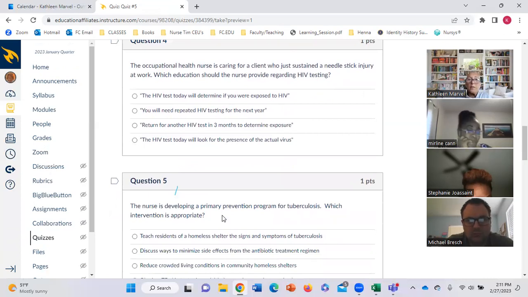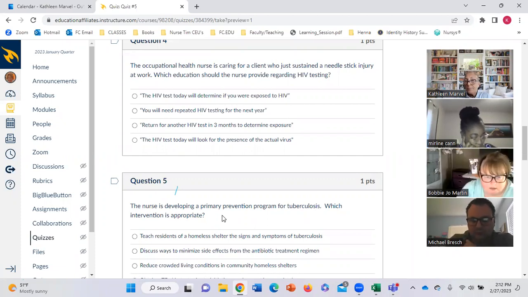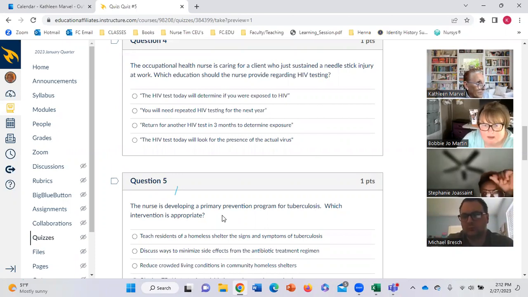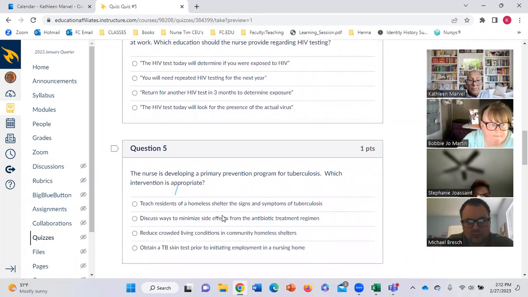An occupational health nurse is caring for a client who just sustained a needle stick injury at work. Which education should the nurse provide regarding HIV testing? We just went through this in class. Get retested every 3 months. Why? Because the first time they get poked with the needle and test, the result might not show, it can be inconclusive. So they need to redo it again in 3 months, 9 months, and 12 months, until a year to figure that out. Perfect. Awesome. They say in the first 3 months, there could also be false positives. So good. The answer to that is C. Question 5. The nurse is developing a primary prevention program for TB, primary. Which intervention is appropriate?